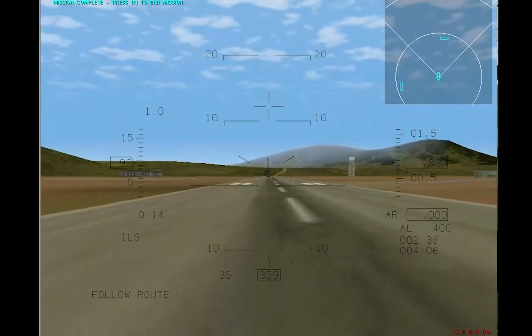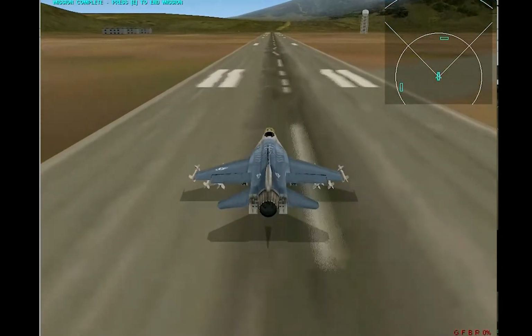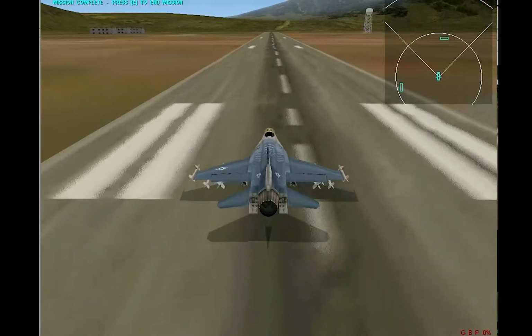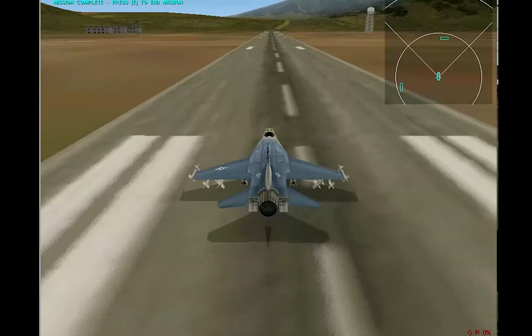Good job! You have now completed the second part of your training. Move on to the next phase of your training or continue to the next runway.